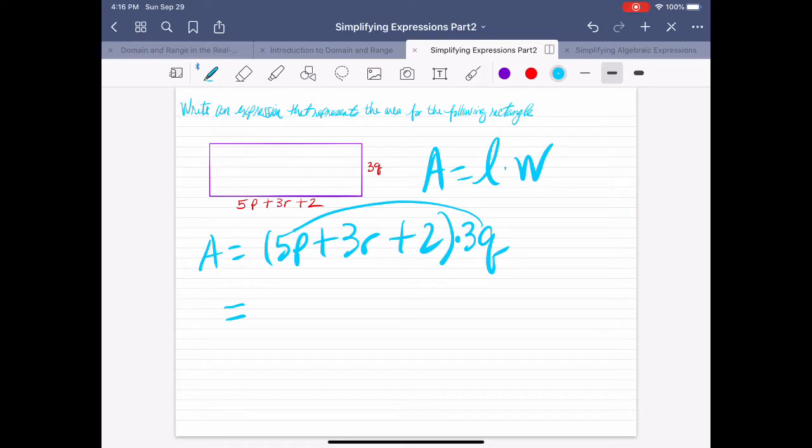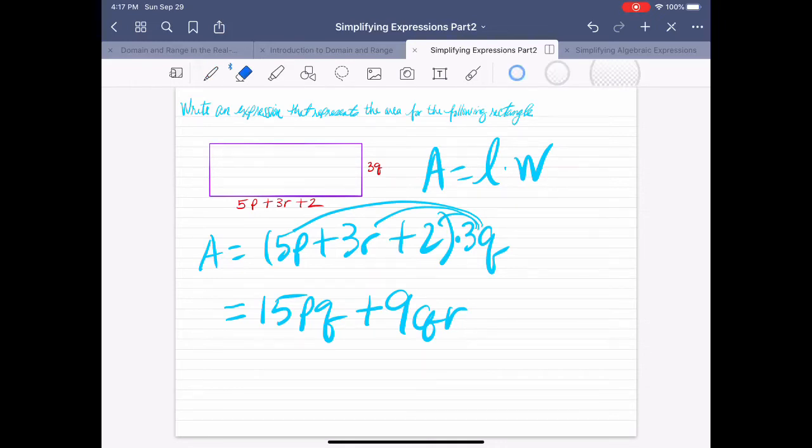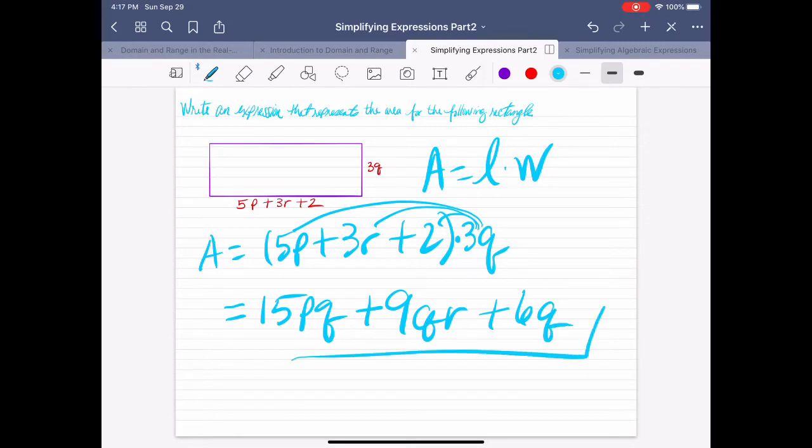3q times 5p leaves us with 15pq. 3q times 3r leaves us with 9qr. And 3q times 2 leaves us with 6q. There are no like terms, so we have found the expression that represents the area for the rectangle.